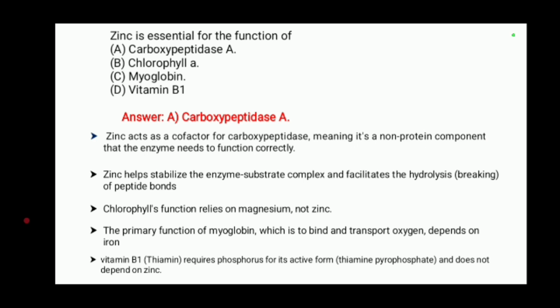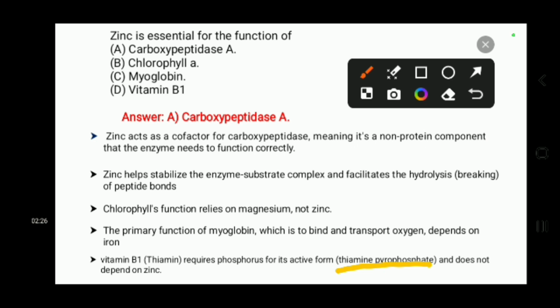Next is vitamin B1. Vitamin B1, also known as thiamine, requires phosphorus to form its active form. The active form of vitamin B1 or thiamine is thiamine pyrophosphate, and it does not depend on zinc. So only carboxypeptidase A requires zinc, as zinc is the cofactor for this enzyme. So here it is the correct option.